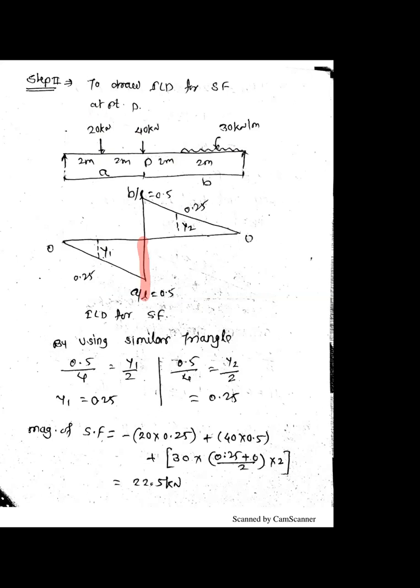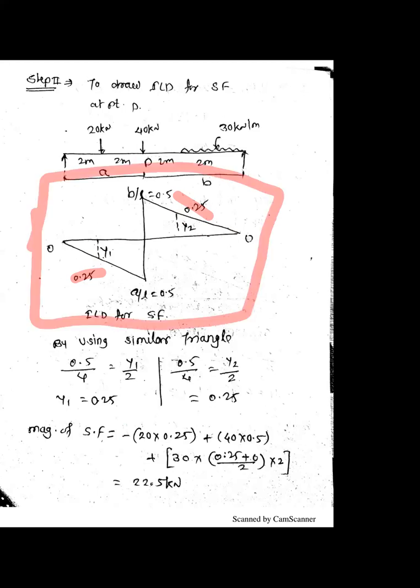0.5 height divided by base: 0.5 divided by 4 is equal to y1 divided by 2. This is 2, y1 divided by 2. So we get 0.25. Again here, for calculating y2, use this triangle. 0.5 divided by 4 is equal to y2 divided by this 2. Then again we get 0.25. Then write down the value here and here. Okay, now this is the complete ILD for shear force.